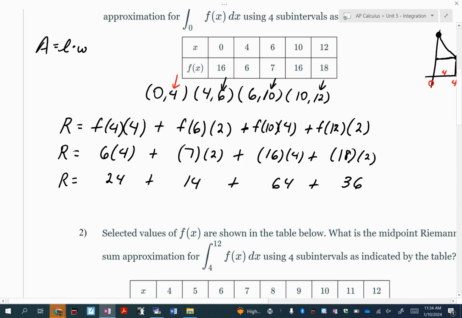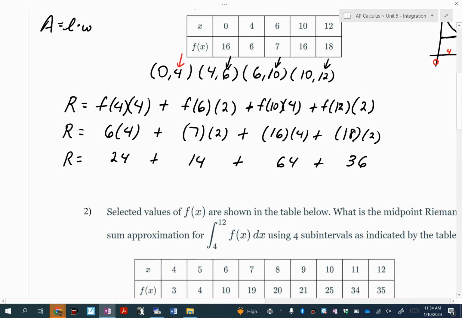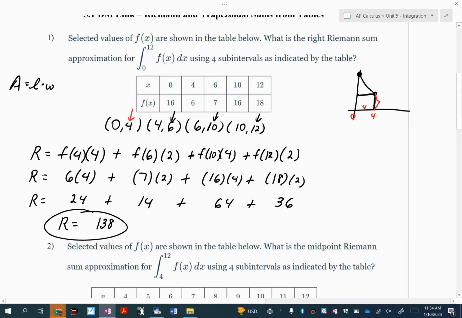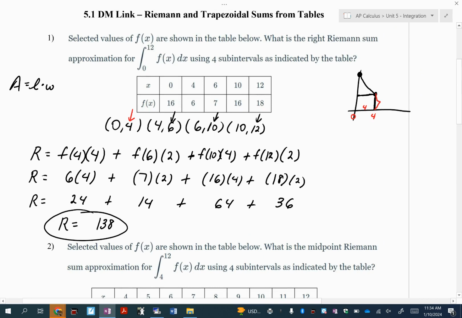One more time. Oh, you already did it? Wow, I was going to show you. What's 64 plus 36? 100. That's nice. 24 plus 14 is 38. So 100 plus 38 is 138. So that is our approximation for this integral using a right Riemann sum.